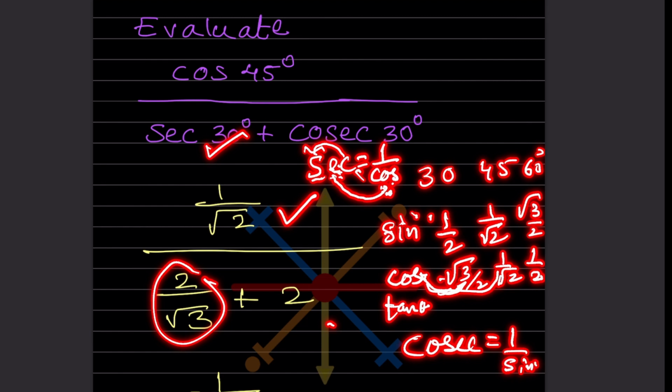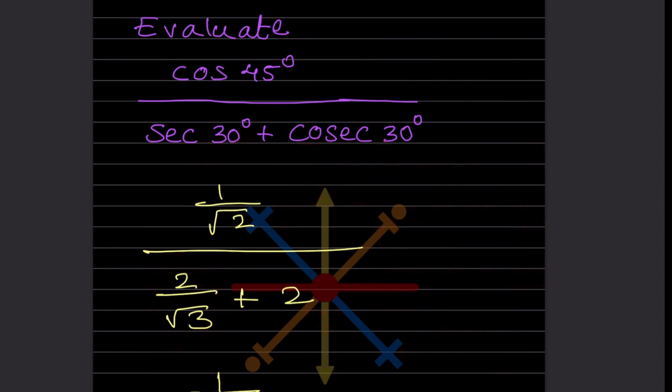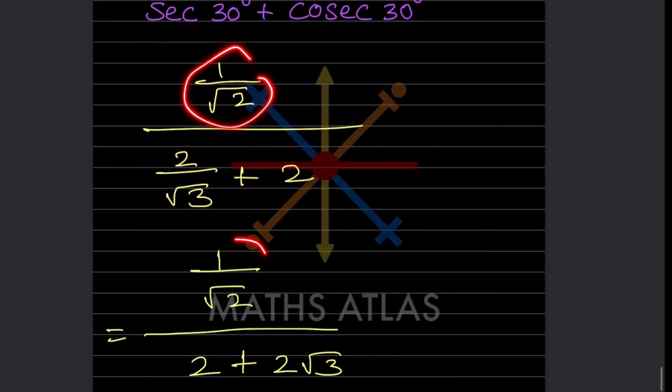What is sine 30? Sine 30 is 1 by 2. And if we take the reciprocal of that, so cosec is 1 by sine, so that is going to be, if you go in the reverse order, 2. Hope you got this one, the values. So now this in the numerator, write as it is.